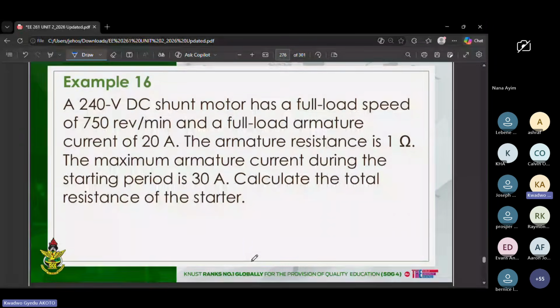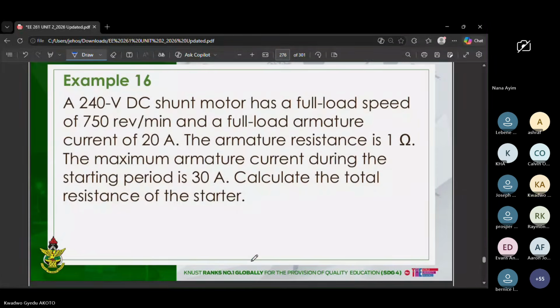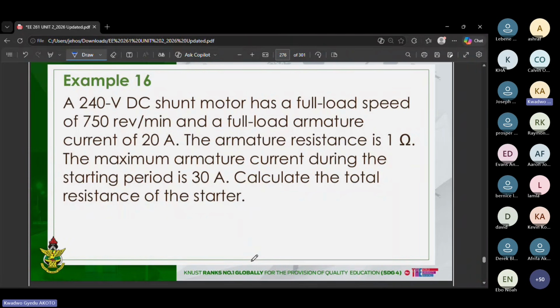A 240 volt DC shunt motor has a full load speed of 750 revolutions per minute and a full load armature current of 20 amps. The armature resistance is 1 ohm. The maximum armature current during the starting period is 30 amps. Calculate the total resistance of the starter.